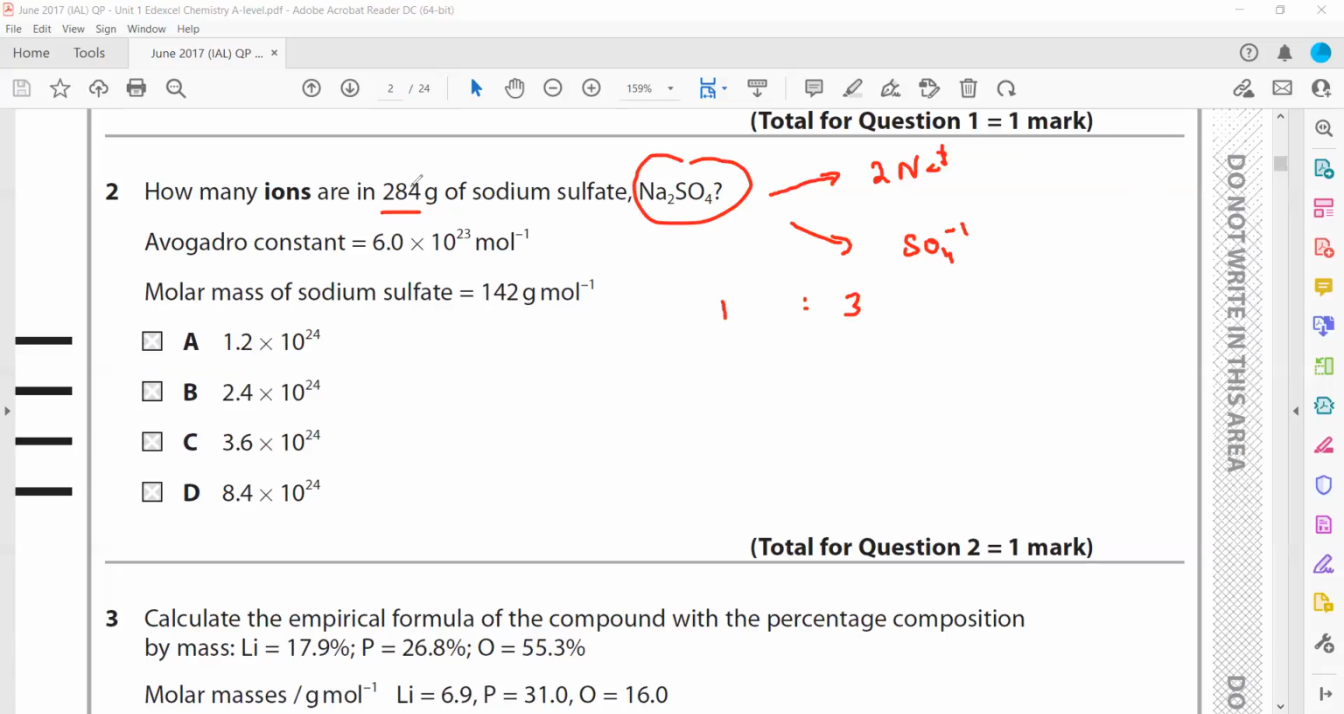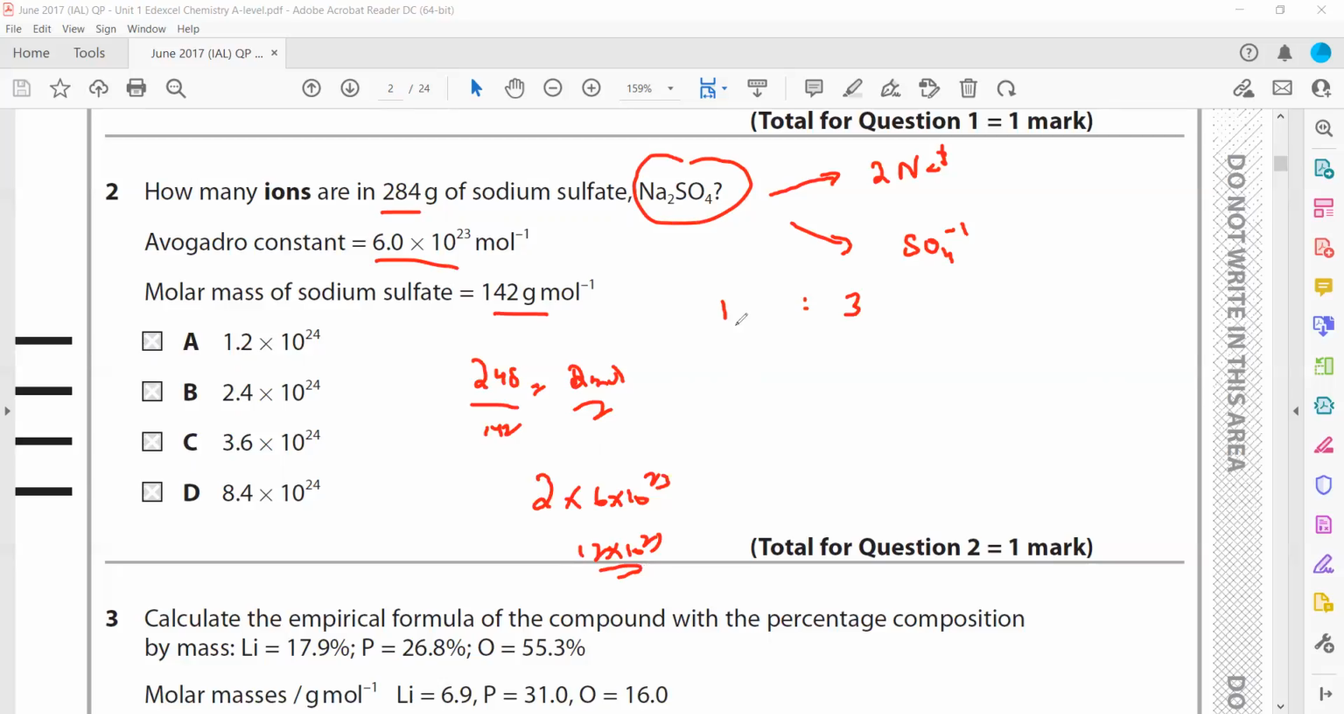So first we'll find how many moles are there. 248 gram and 142 is the molar mass. So 248 divided by 142. So we'll get 2 moles. And 2 moles, how many particles will be there? 1 mole contains 6 exponent 23. So 2 moles will contain 2 multiplied by 6 into 10 power 23. So it will be 12 into 10 power 23. So these are the moles or molecules.